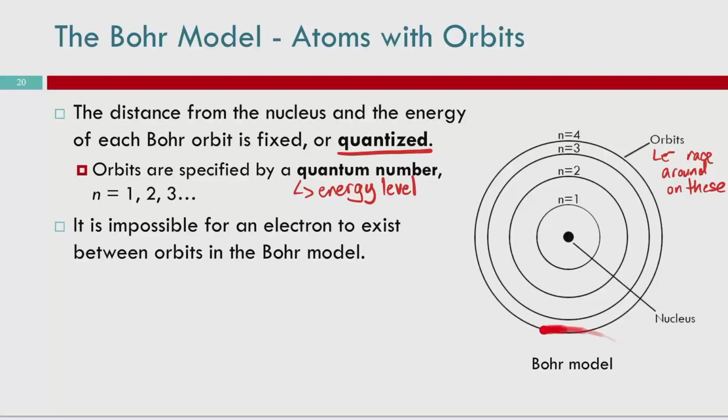And in the Bohr model, it is impossible for an electron to exist between orbits. So this is sort of like if you've played with trains that run on little tracks. If we had like big circles of those trains, you can't put the train in between the tracks and expect it to run in nice, neat circles. It would have to jump to one of the tracks. Our options are only n equals 1, 2, 3, 4, and so on and so forth.